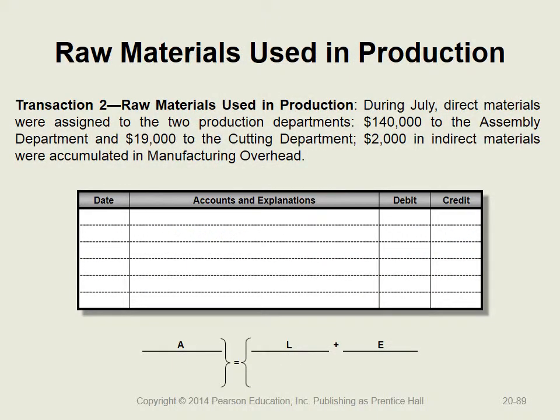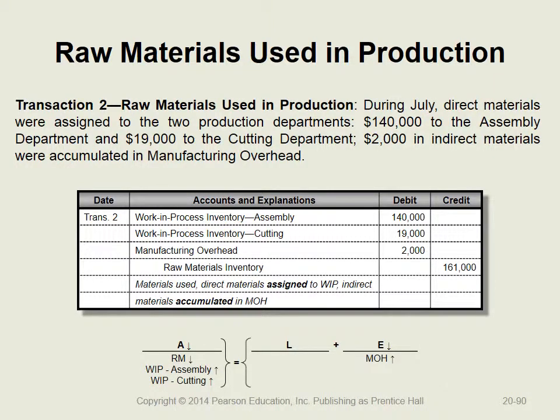Direct materials are used in production in both the assembly and the cutting departments. In addition, indirect materials are used. Work in process inventory accounts for each department are increased with a debit for the direct materials that are used. Manufacturing overhead is increased with a debit for the indirect materials used. Raw materials inventory is decreased for the total of all materials used.